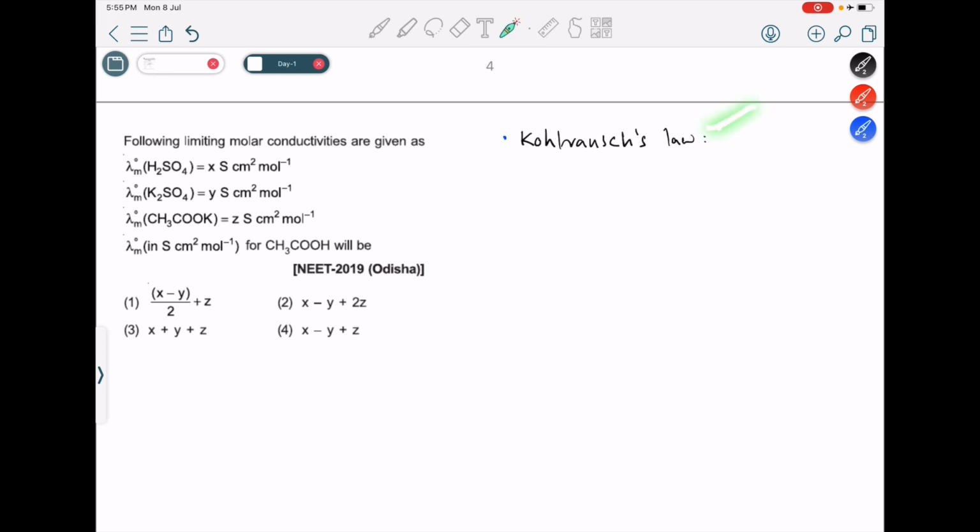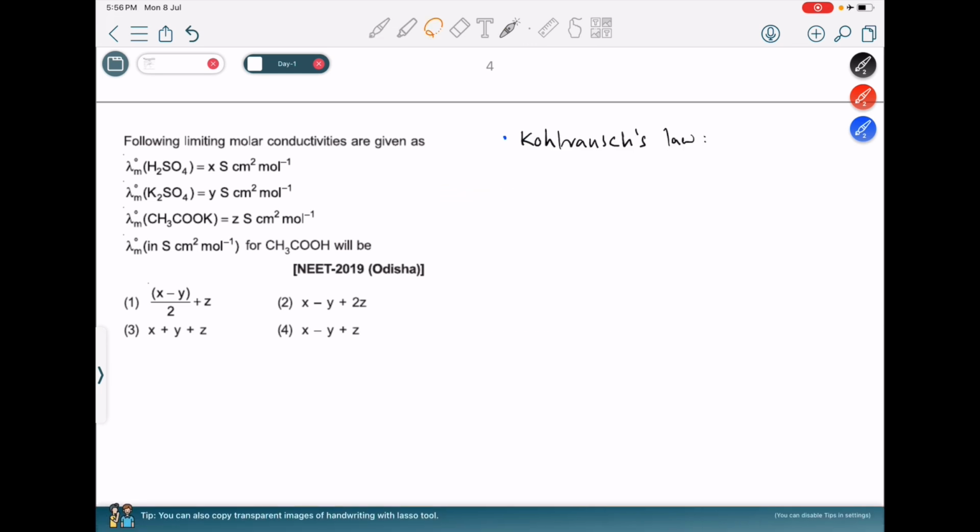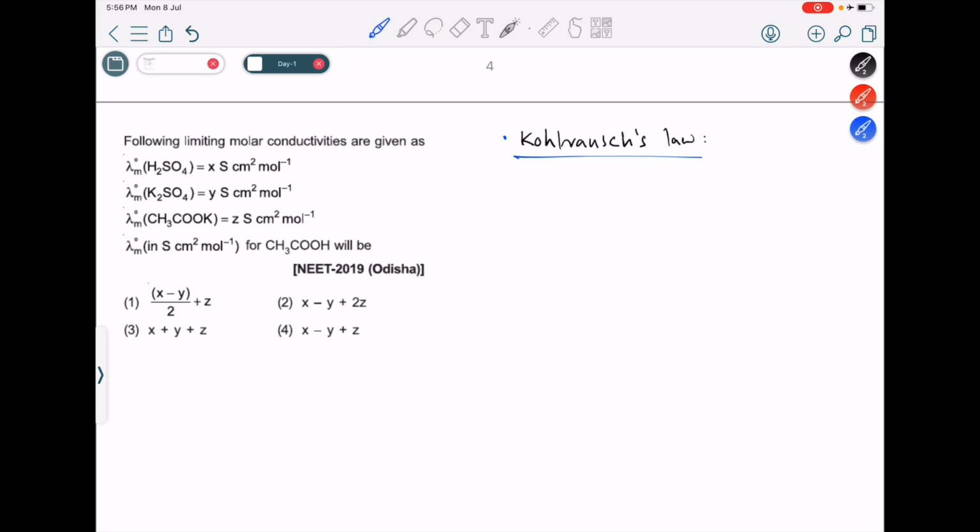First of all, let us see what is the essence of this law. Why did we need this law? Or what was the need for us to start with this law, isn't it? So actually we failed to find lambda m naught of weak electrolytes. We could not find the limiting molar conductivity of weak electrolytes using the graphical method. We could do that for strong electrolytes, but for weak electrolytes we couldn't do that, isn't it? So we needed an indirect method to help us in calculating this limiting molar conductivity of weak electrolytes. And this is where our Kohlrausch law helps us in finding lambda m naught of weak electrolytes.